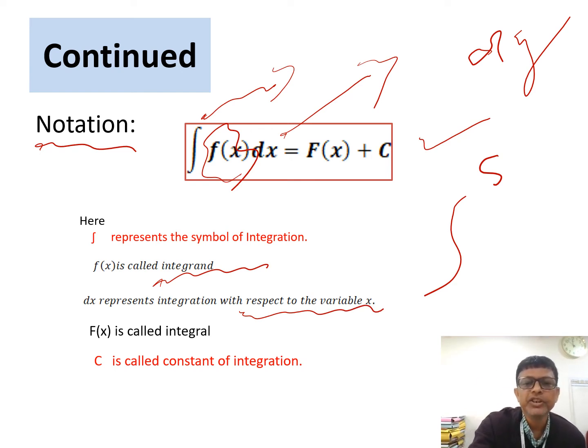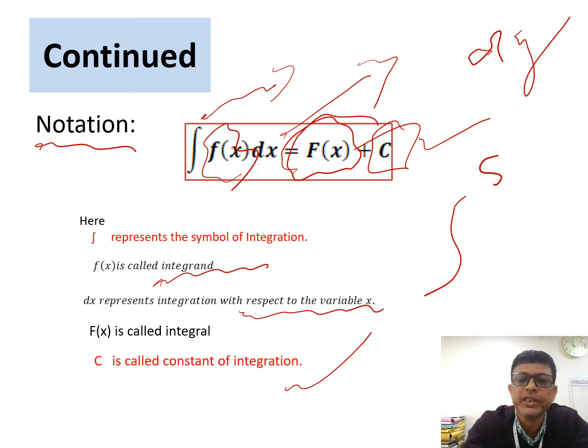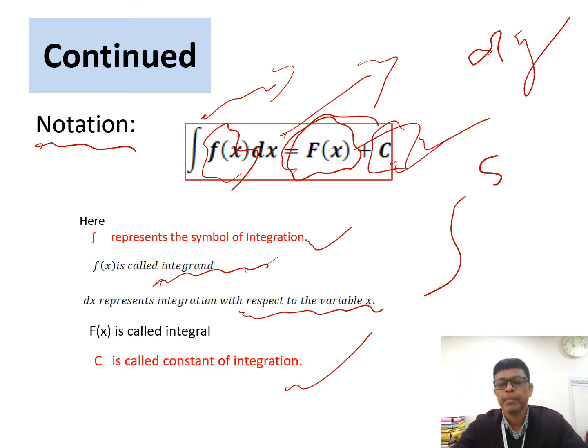Then c is a well-known thing, called the constant of integration, and capital Fx is called the integral. That means after integration we get some function, which is known as the integral. Capital Fx is the integral. This is very simple: small fx is the integrand, this is the symbol of integration, and c is called the constant of integration. This representation is very, very important, and in every case it will be present. You compare with this: fx is like sin x or cos x, x square, and many more.